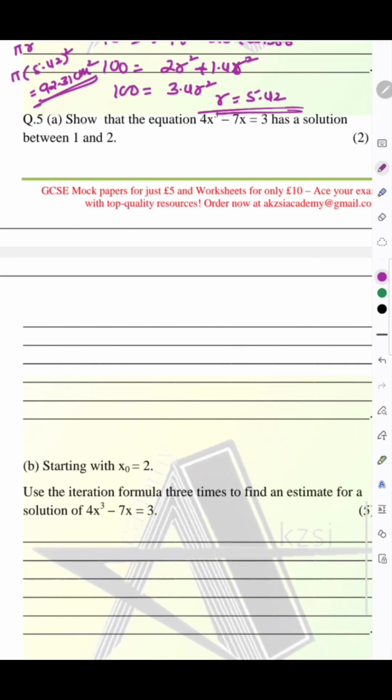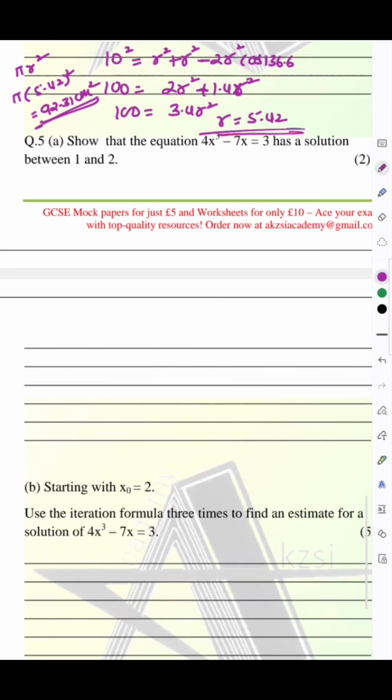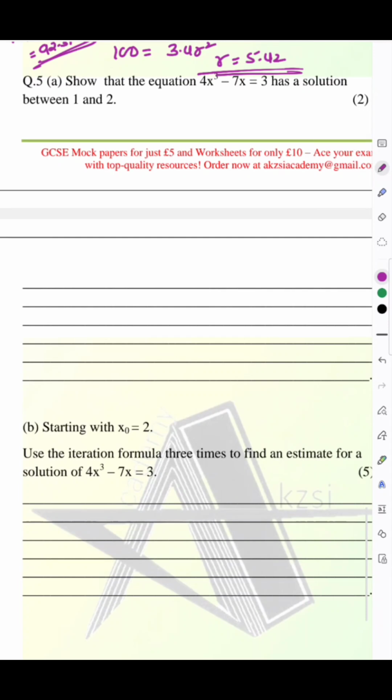Moving on to our last question, which is question number 25, and it's the question of iteration. It says show that the equation 4x cubed minus 7x equals 3 has a solution between 1 and 2. So let me put 1 first. 4x cubed minus 7x equals 3. That means when I put x equals 1, I should get 3 as the answer if x is the solution.